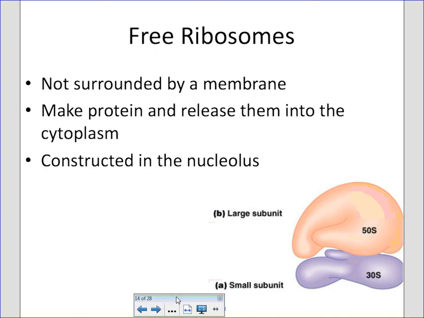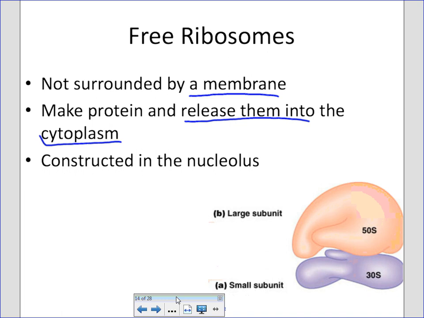The next organelle are free ribosomes. Free ribosomes are not surrounded by a membrane. They are free-floating within the cytoplasm. So when they synthesize protein, they release them directly into the cytoplasm. This is different from the ribosomes associated with rough endoplasmic reticulum, that when those ribosomes make their protein, they release them into the membrane itself. Free ribosomes produce proteins that go out into the cytoplasm.